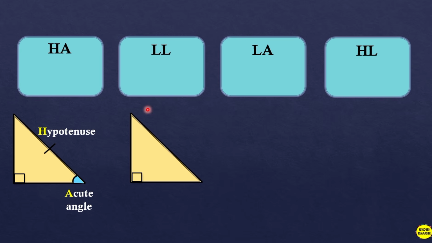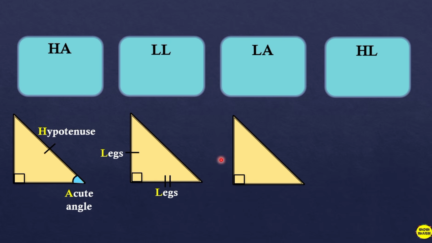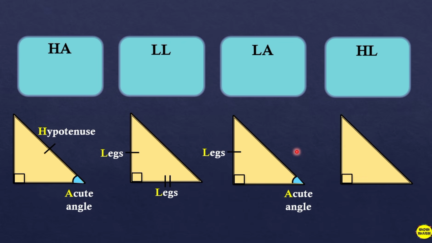Next, for LL, we have two legs here. So your first leg and then your second leg. And then for your LA, L stands for the leg and acute angle. By the way, your acute angle ay hindi po palaging nandito, pwede rin po yan dito. As long as meron kang isang L, your leg, and A, pwede rin po siya dito. Okay? And also your leg, pwede rin po dito. And then your HL, H stands for the hypotenuse, and L stands for your leg.